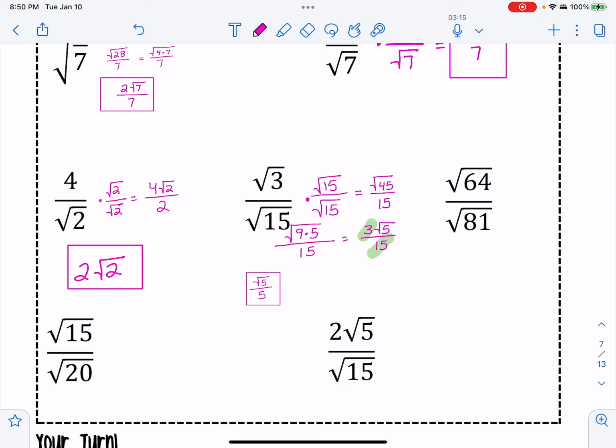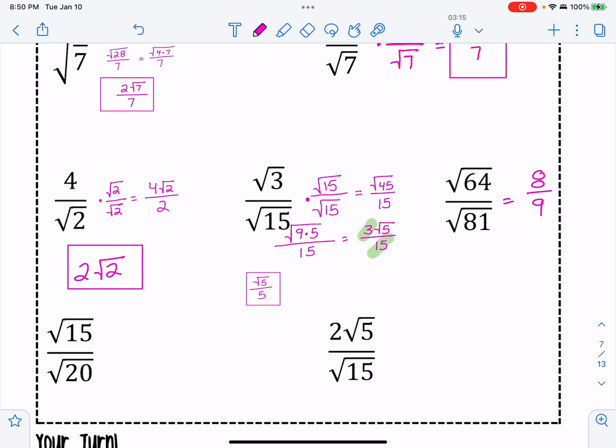Next one, easy peasy. Square root of 64 over the square root of 81. Both of those are perfect squares. Square root of 64 is 8. Square root of 81 is 9.